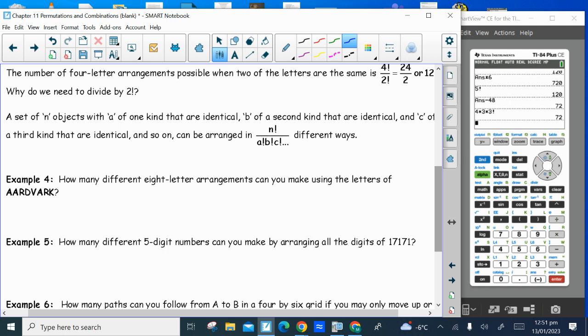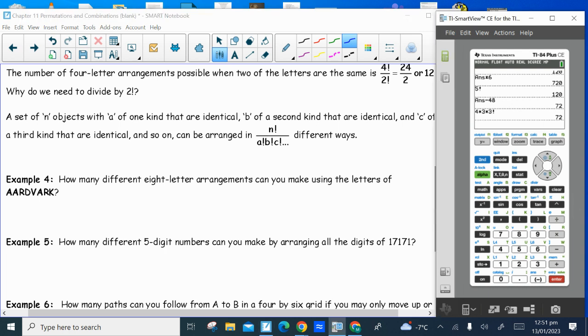So in the case of the word pool, there are only 2 letters repeating, so we only have to divide by 2 factorial. But we're going to see examples where there's more than 1 letter that repeats. And so this is the method that we use to give the number of different permutations.